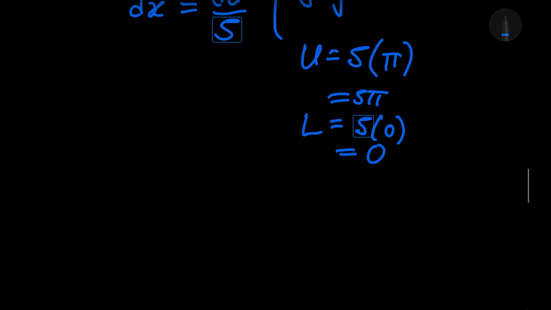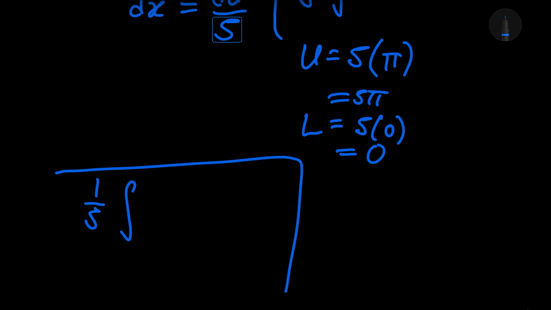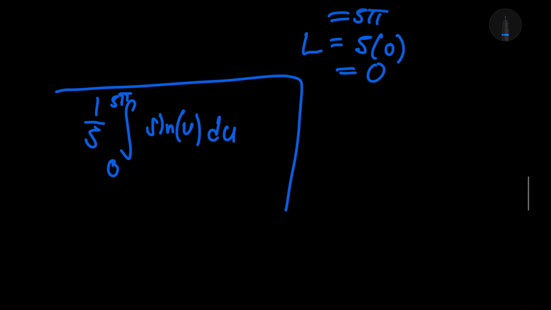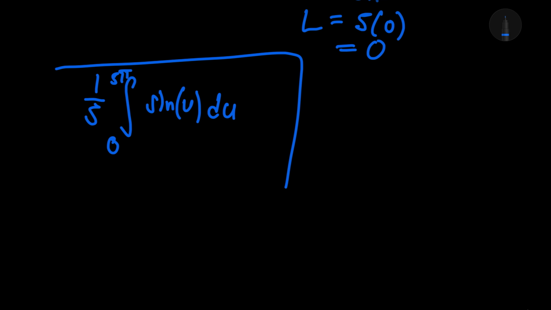Which means now my integral becomes 1 over 5, the integral from 0 to 5 pi of sine u du. Now the integral of sine u is negative cosine u. Be careful, this is a very common mistake to make. The derivative of sine u is cosine u, but the integral of sine u is negative cosine u.